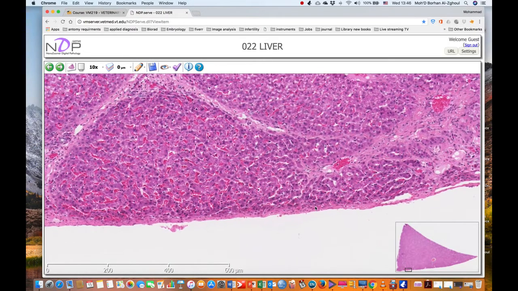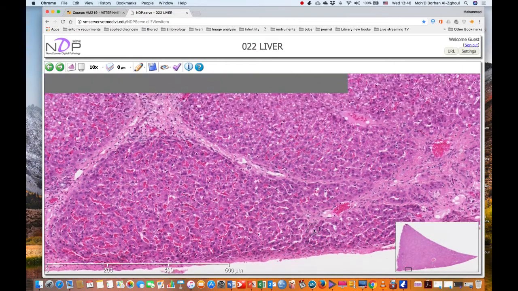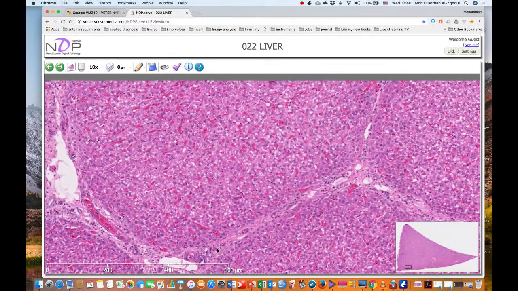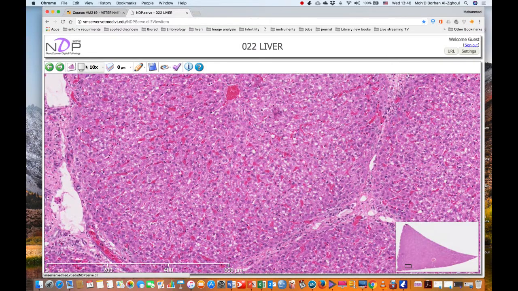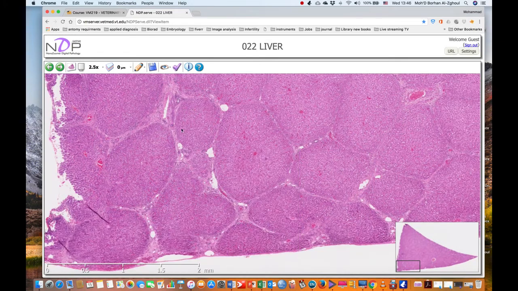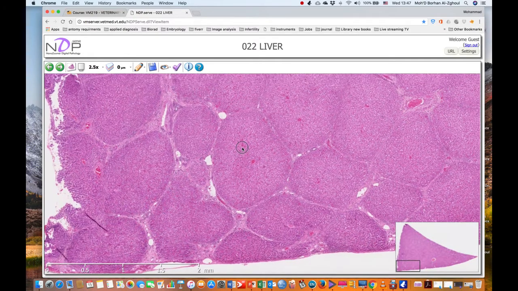As I said in the lecture, this capsule sends extensions to the interior of the liver, and these extensions divide the liver into classical liver lobules. These lobules typically have a hexagonal arrangement. At the center, we have a central vein, and from this vein we have radiating plates of hepatocytes, and between these hepatocyte plates, we have spaces that are filled with blood, which are called the hepatic sinusoids.